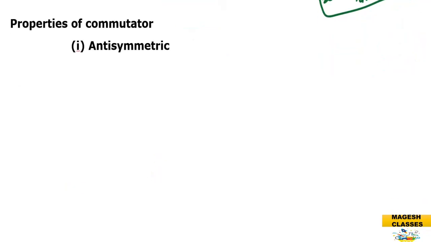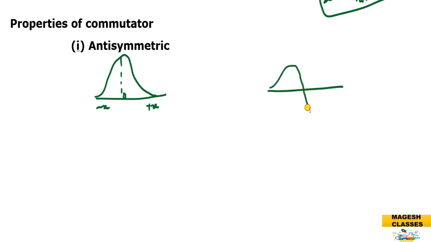The first property is anti-symmetric. In order to understand this anti-symmetric property, let us consider this example, the graphical representation. There are two types of graphs. So it is origin. So it is plus x and here minus x. Consider this wave function. Consider this type of wave function also. So this is origin, 0. Here plus x and it is minus x. Here this wave function on the x is equal to the wave function on the minus x.